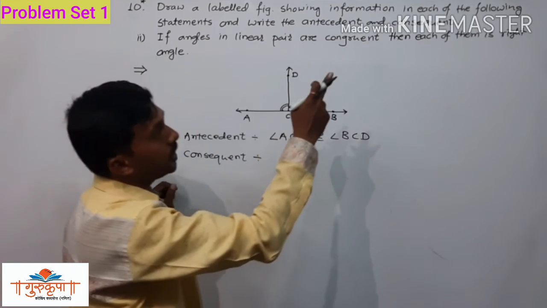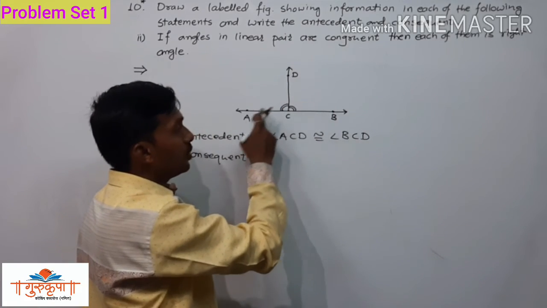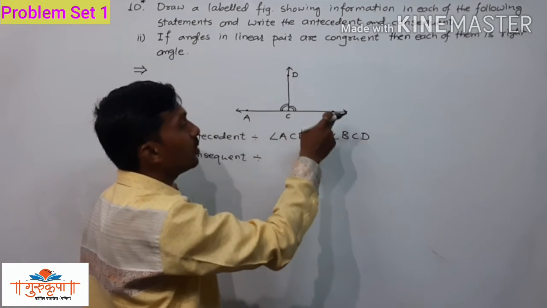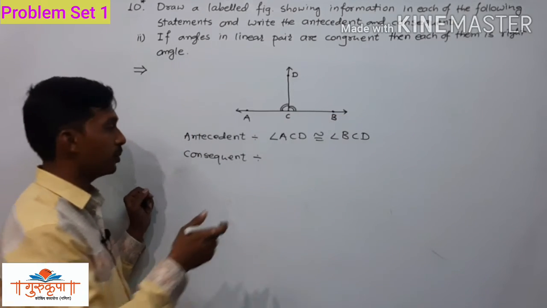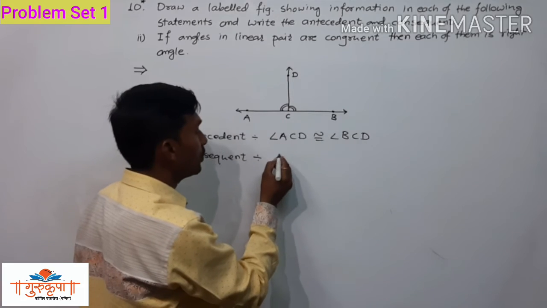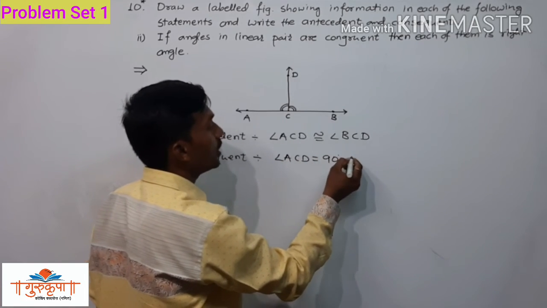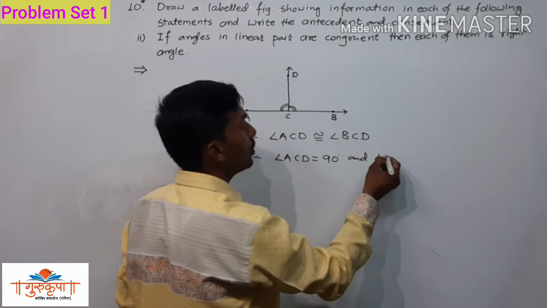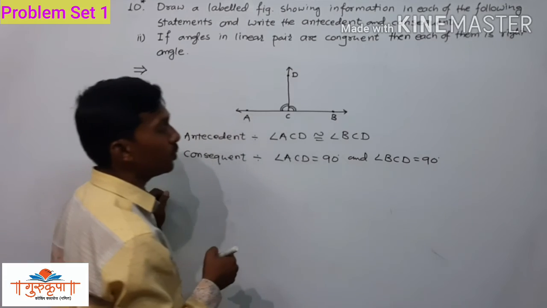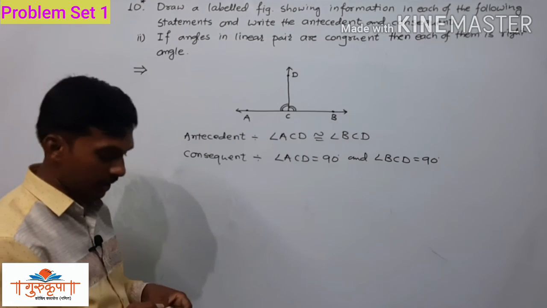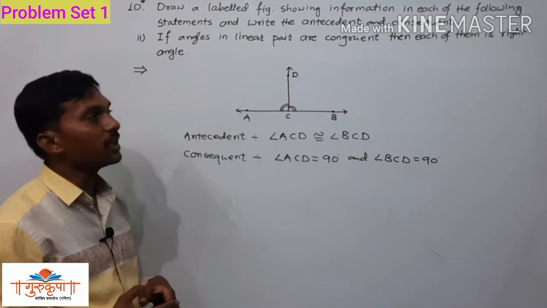What we have to prove? Then each of them is a right angle. That is, angle ACD is equal to 90 degrees and angle BCD is equal to 90 degrees. That we have to prove. This is the part to be proved, or we can say it as consequent. So this is all about the second example.